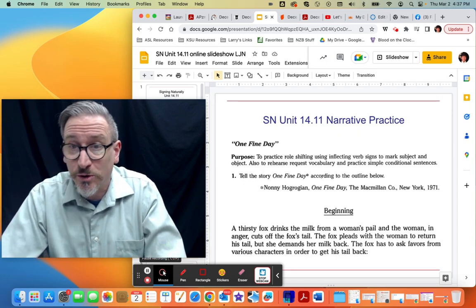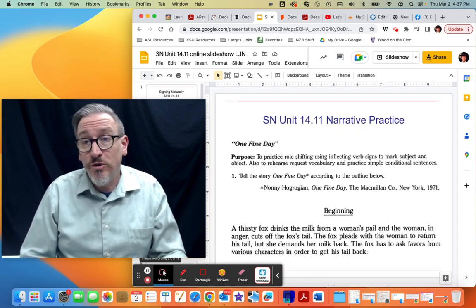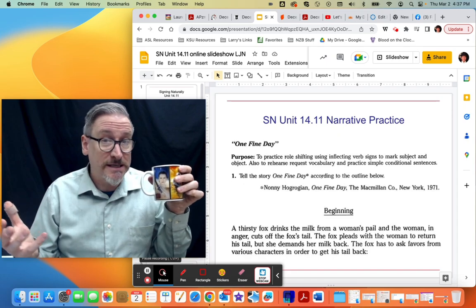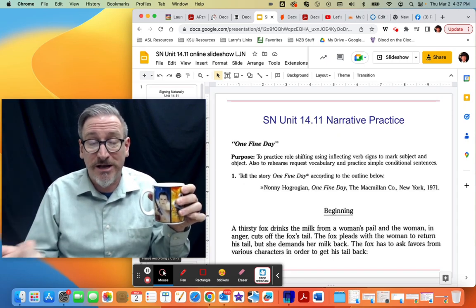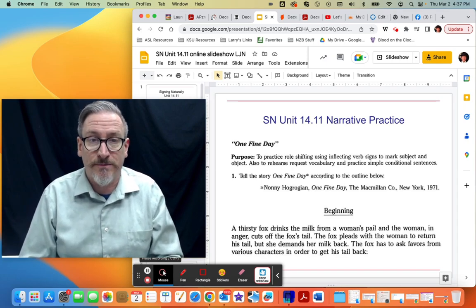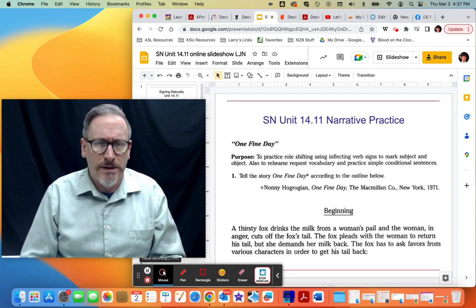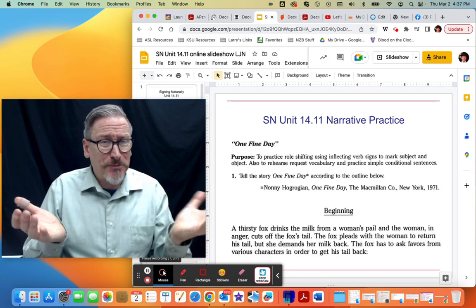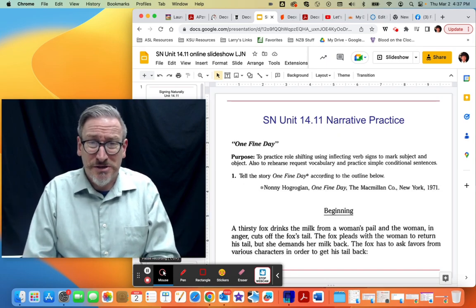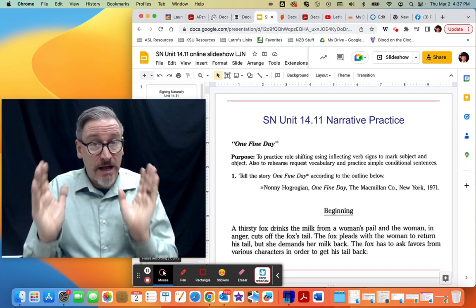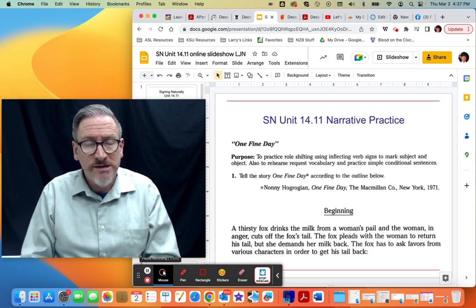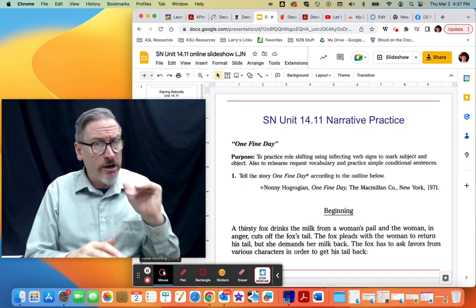If you're familiar with the story, it's about a fox who is thirsty and drinks a bucket of milk. The farmer's wife cuts off his tail. He wants his tail back, and she says, "Then get me my milk back." Don't look for logic. It's a children's story. So it's going to be a lot of role shifting back and forth. There are a lot of layers that we can look at in this.